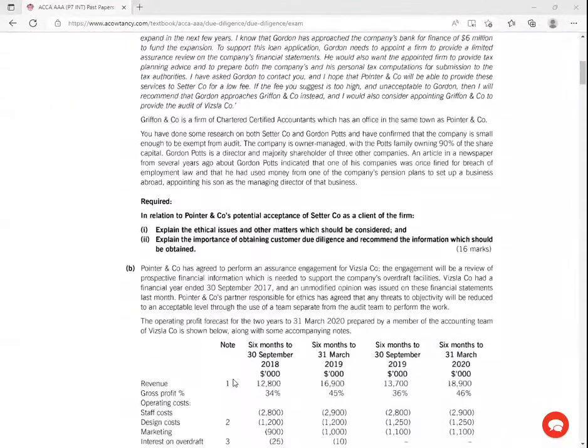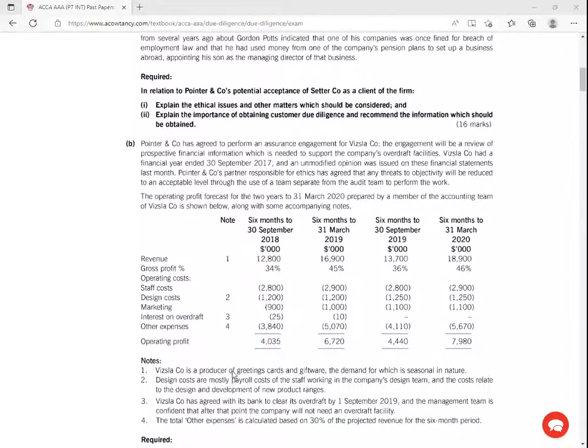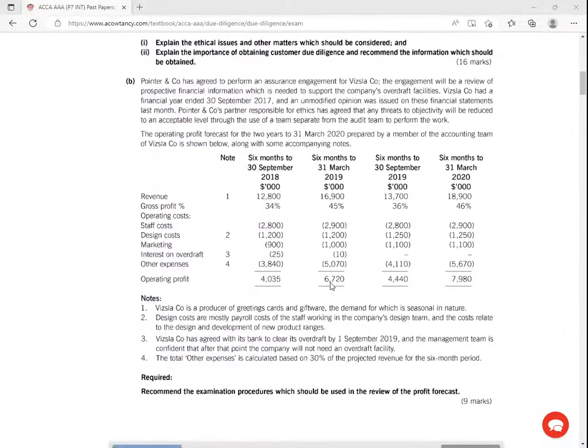16 marks. Now this one here is very interesting because when students see figures in the exams, they really panic a lot. You may not even use these figures at all, right? So this company is a producer of greeting cards and giftware, the demand for which is seasonal in nature.